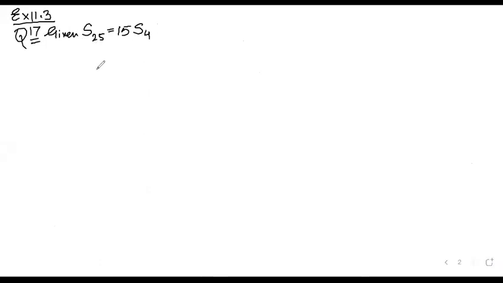So now if we apply the Sn formula on this, so this will become equal to 25 upon 2 into 2a plus n minus 1. So n minus 1 means 25 minus 1. So this will become 24d. Okay. And then 15 upon 2, 2a plus 4 minus 1 means 2a plus 3d. Right. So this will be 25 upon 2.